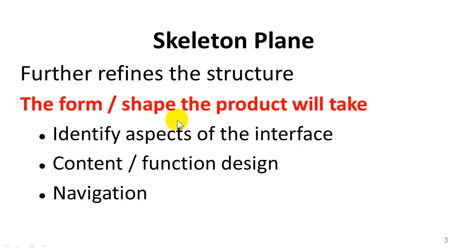So the skeleton plane refines the structure plane a little bit more. Here's where the form or shape starts happening for our product. We start identifying the different aspects of the interface with respect to the content and functional design, and this is where we start looking at navigation if that applies to your product. And we will talk more about navigation in the next week.